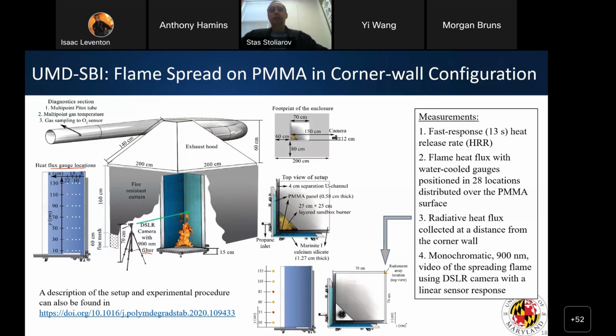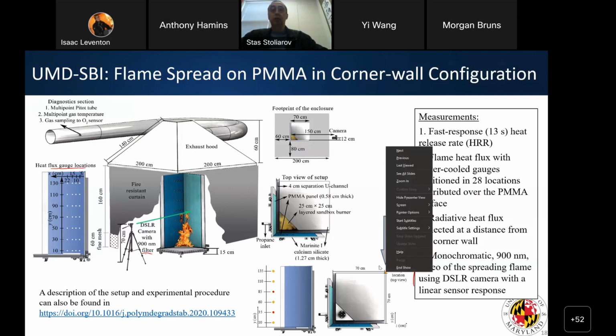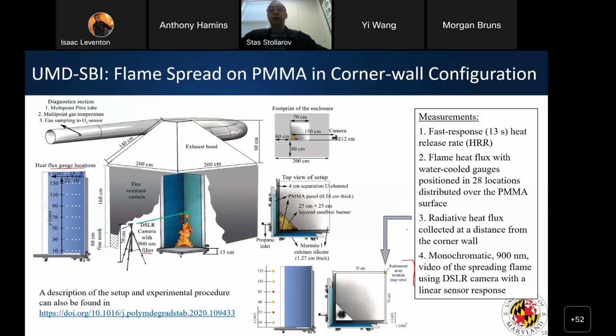And finally, we performed measurements of the radiant heat flux away from the corner. The figure on the bottom right shows you where this radiometer was located. It was actually a set of radiometers located across the height. They were facing the center of the corner, and what they basically measured was the radiation from the flame itself, and also radiation from the panels.